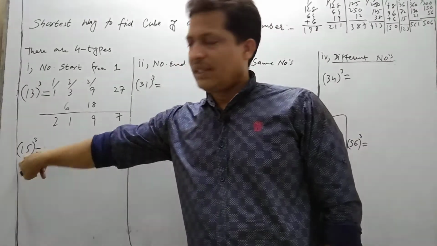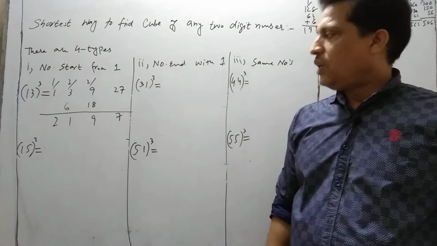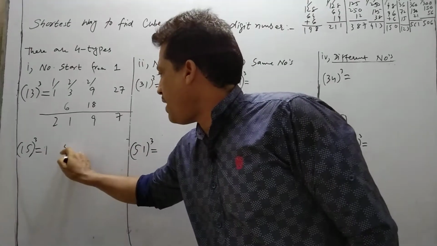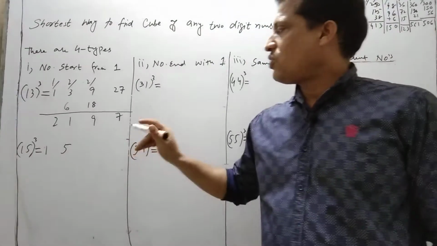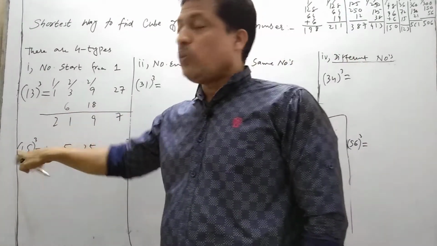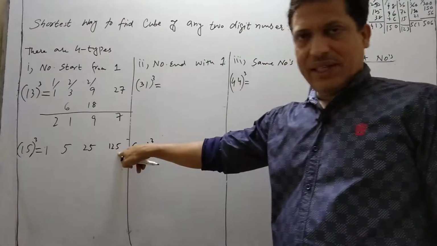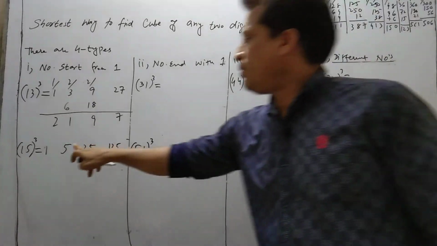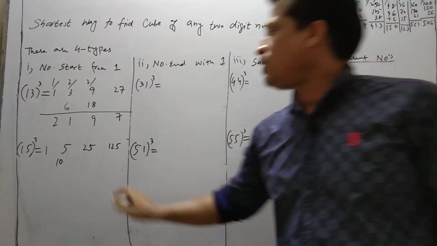Have a look. Second question. We have to find the cube of 15. So if the number starts from 1, we write 1 and 5 as it is, with a little gap. Then the square of the second number, 5 squared is 25, and write the cube of the second number, that is 125. Leave the last digit and the first digit. Take the middle two numbers and double them. Double of 5 is 10, double of 25 is 50.